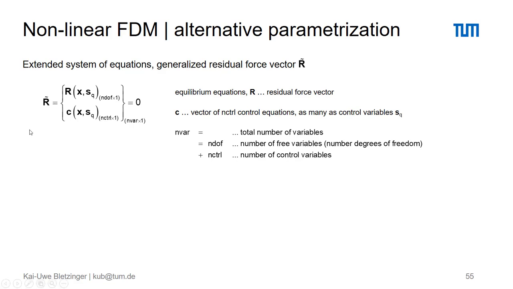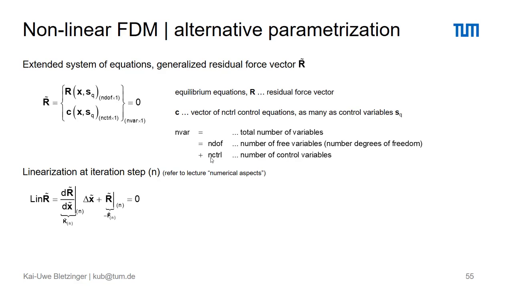We now extend our system of equations, which consists of the equilibrium equations, equivalent to the components of the residual force vector, by the control equations, where we have as many control equations as we have scaling factors. Now, all of these functions are functions of the three coordinates of our form finding problem and the scaling factors. So the overall number of variables is now n, the number of free variables or degrees of freedom, plus the number of control variables.